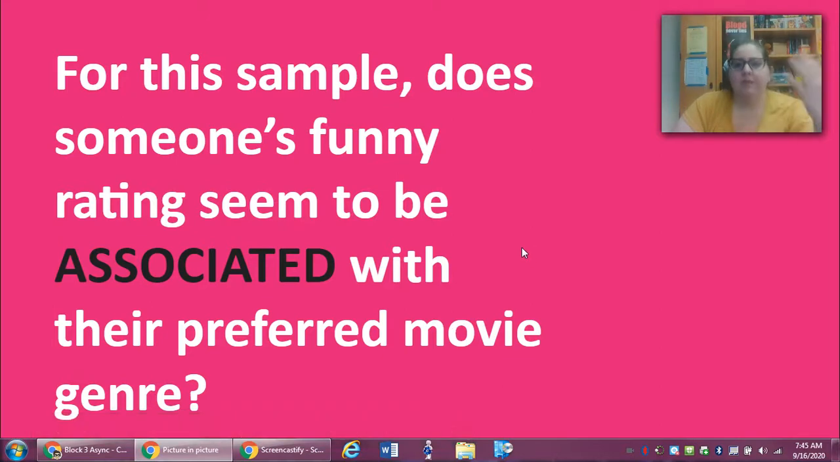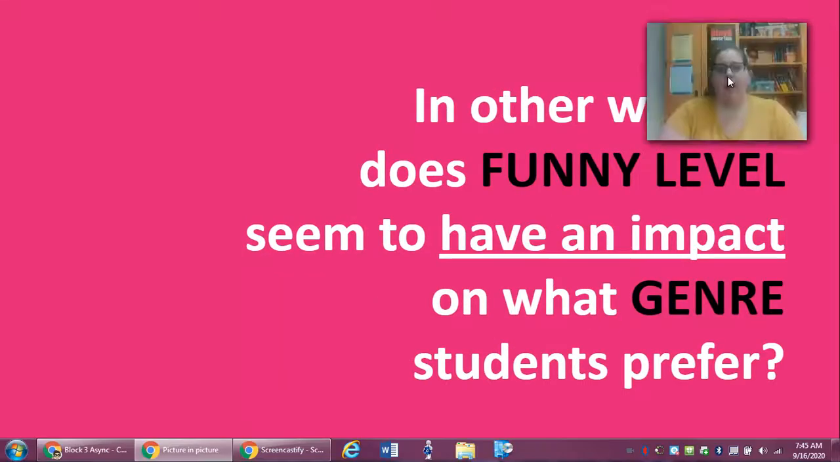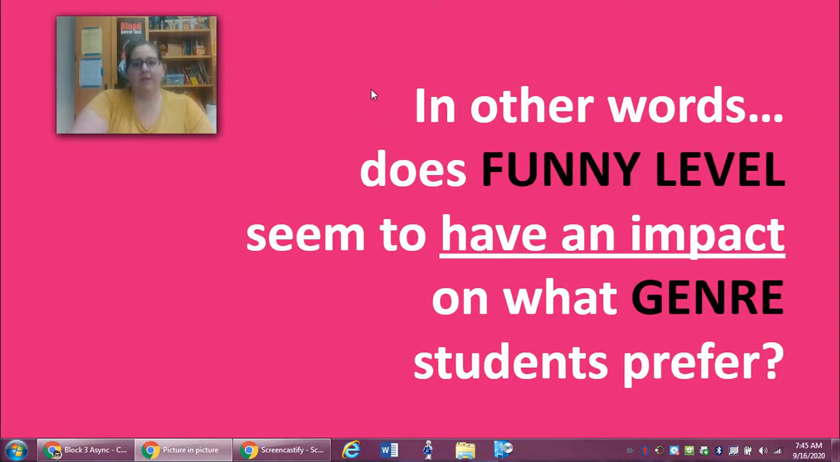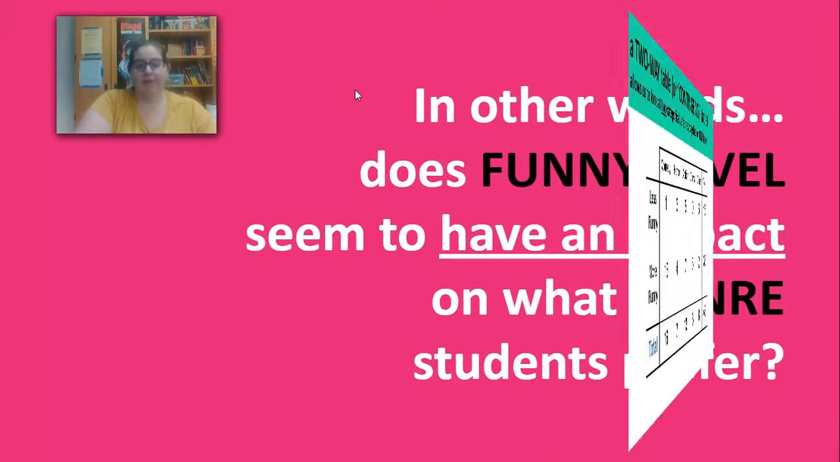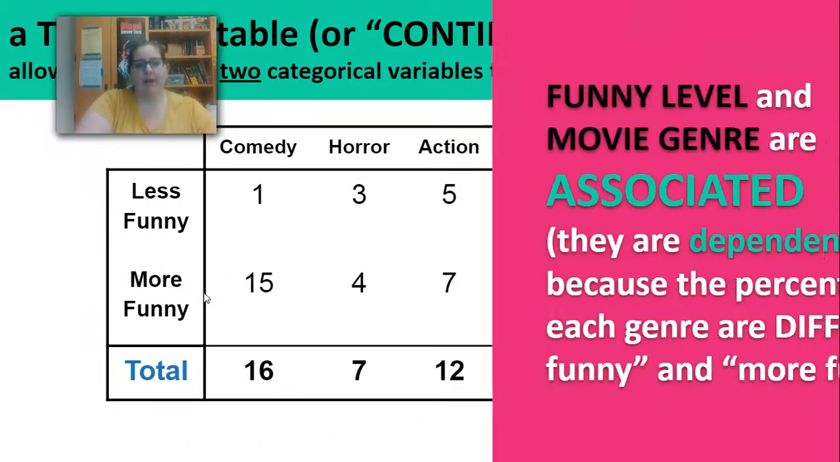So for this sample, this is a question you could be asked. For the sample, does someone's funny rating, how funny they rated themselves, seem to be associated with their preferred movie genre? So when we are asking that question, we want to make sure we're looking at percentages. In other words, does the funny level that someone rated themselves seem to have an impact on what genre of movie they preferred? So if I'm looking at just the numbers, it's going to be hard to tell, right?